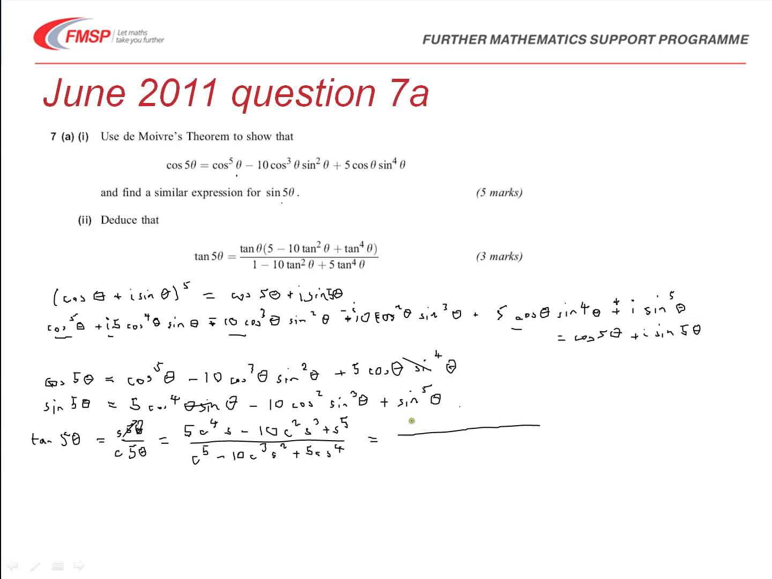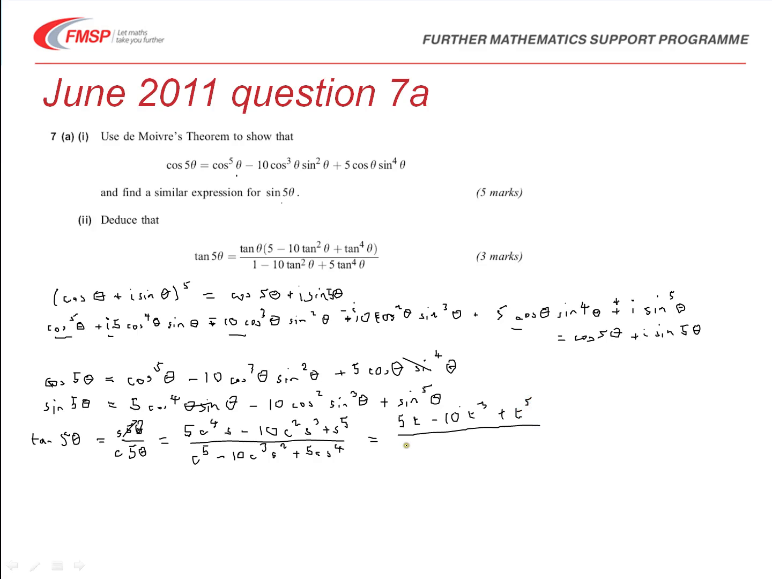So this is going to give us, well, 5 cos to the 4th sine divided by cos to the 5 will give us 5, and you're left with sine over cos, which is tan, minus 10, and this time we're going to get the cos's disappearing to give us sine cubed over cos cubed, which again is going to give us tan cubed, and then we're going to get tan to the power of 5 because of the sine to the 5 over cos to the 5.